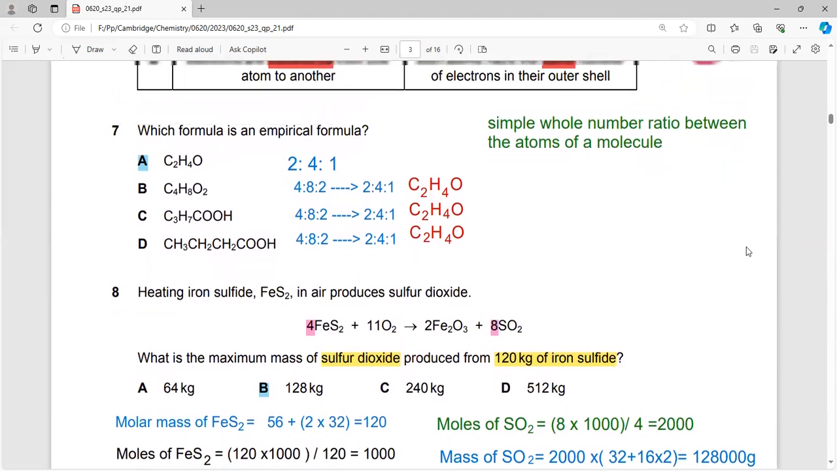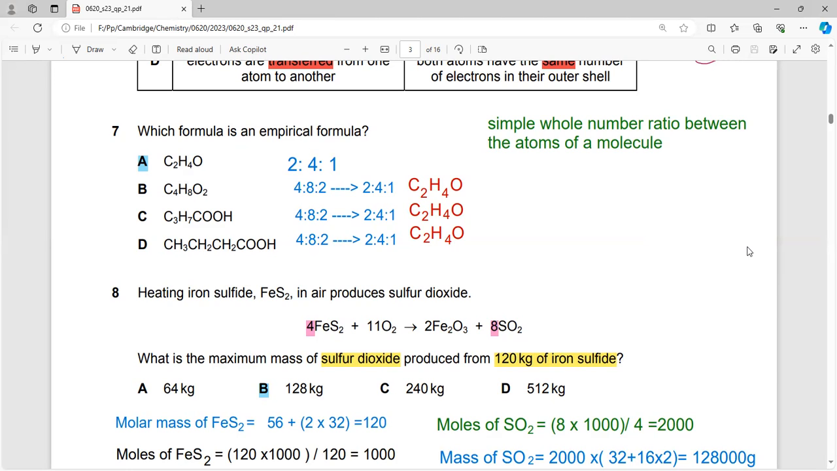Question number 7. Which formula is the empirical formula? How do we define the empirical formula? It is the simple whole number ratio between the atoms in a molecule. If the different atoms present in one molecule are in a simple whole number ratio, that is the empirical formula. If we define the actual number of atoms in a molecule, it is the molecular formula. So we check which formula has the simple whole number ratio. For example, C2H4O1 is the simplest whole number ratio. We cannot simplify it further.